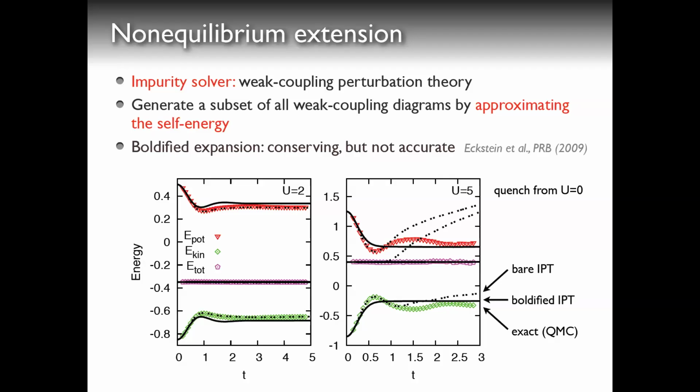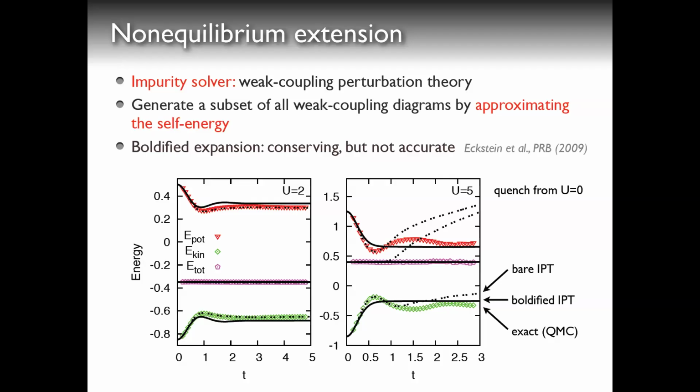What we can see from this are two things. A nice aspect of the boldified theory is that it is a conserving approximation. By construction, it conserves the total energy after an interaction quench, which is a nice property that is not shared by the bare perturbation theory, which is not conserving. So energy conservation breaks down at strong interactions.